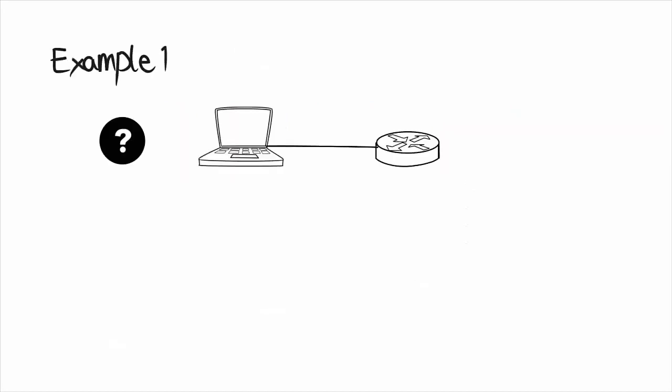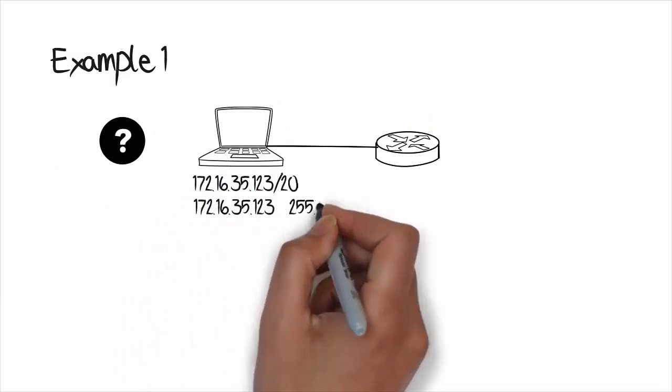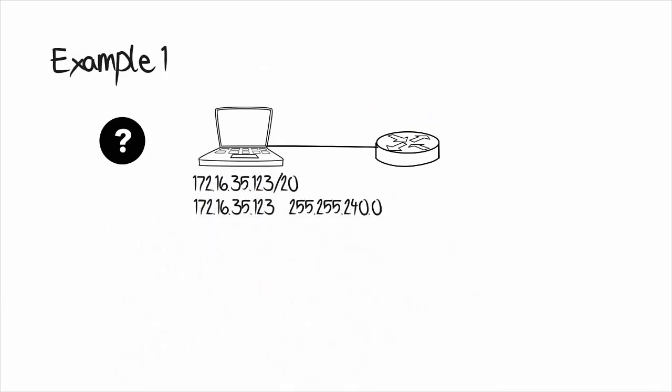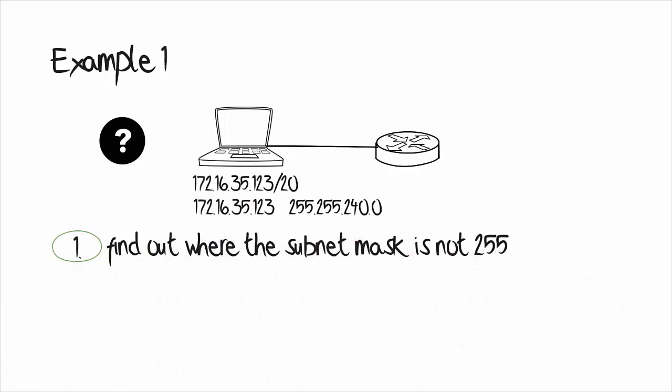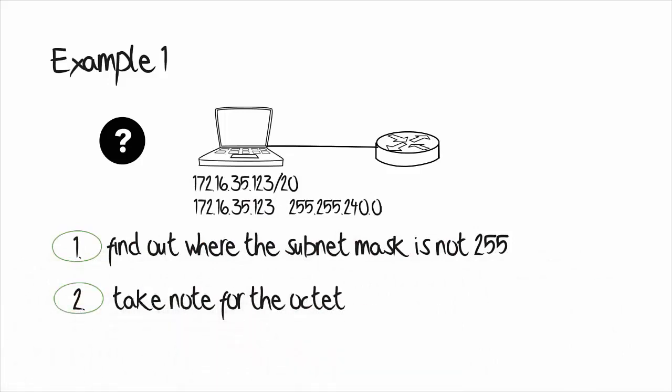So if you were given a host address of 172.16.35.123/20, or the decimal equivalent 255.255.240.0, the first thing you need to work out is, where's the subnet mask not equal to 255? And secondly, make a note of that octet. In other words, that the network and host portion both reside within that octet, where the subnet mask is not equal to 255.